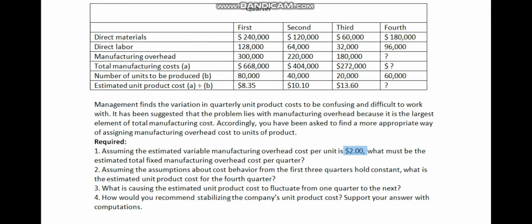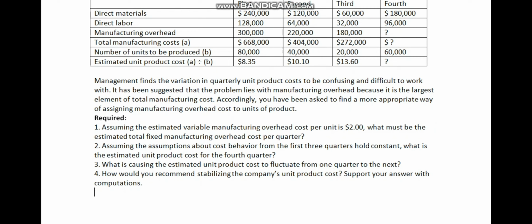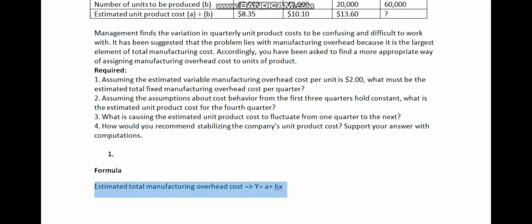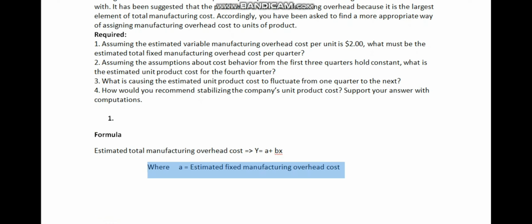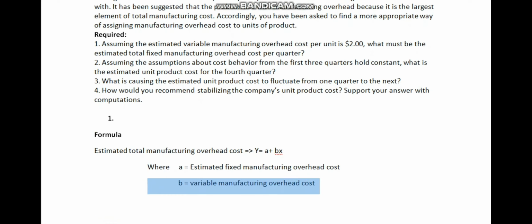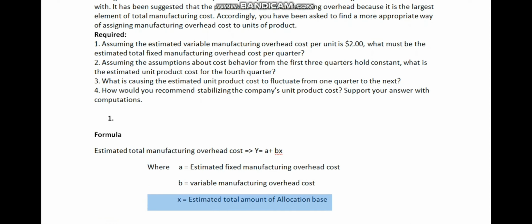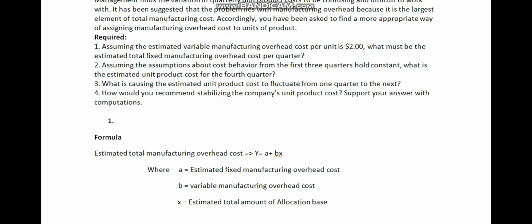Using this data, let's list down the formula. The formula is y equals a plus bx, where a equals the estimated fixed manufacturing overhead. This a part we need to calculate. b is the variable manufacturing overhead and x is the estimated total amount of allocation base. Now we do have these two variables, and we do have the total cost, but the fixed part is missing and we need to calculate this.